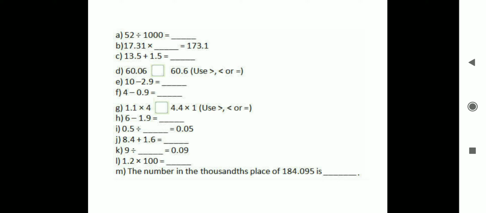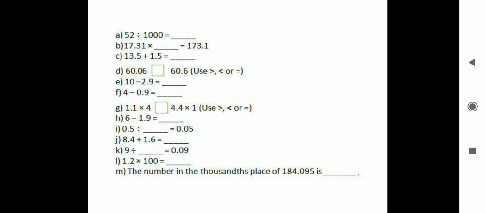Then we have 1.2 multiply by 100. Here ignore the decimal point. 12 multiply by 1 is 12 and put 2 zeros, so it will be 1200. Now count the number of decimal digits in the question. It is only 1, so put a decimal point before the last 0, so your answer will be 120 or 120.0. Both are correct.